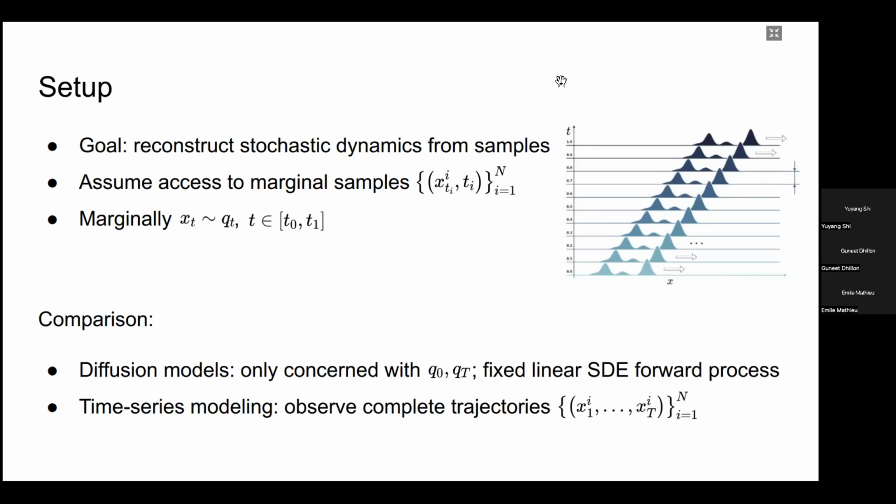It's also different from modeling time series, because in a time series, for each episode, you observe the entire trajectory. But here you get marginal samples.